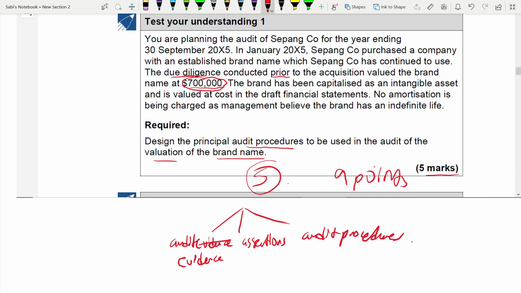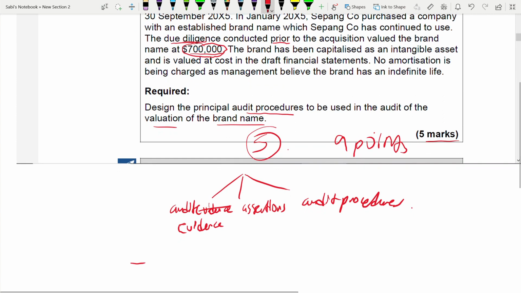Okay, it should be there for all the audit procedures. So the first one was 700,000. To test whether this 700,000 is accurate or not, which places can you visit? What is the audit evidence where you need to look from? See, this 700,000, your case study will always help you.